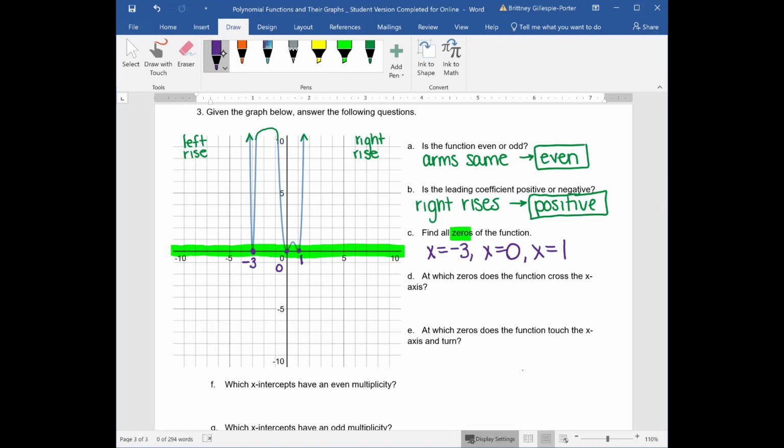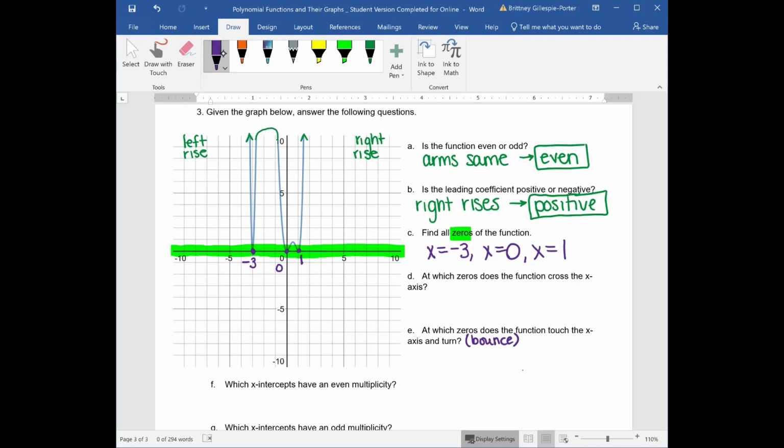We're going to do part D and E together. At which zeros does the function cross the x-axis, which means going from above to below the x-axis or from below to above, either way. And at which zeros does the function touch and turn? And remember, touch and turn is the same thing as bounce. Whichever you're more comfortable with, just know that they mean the same thing.